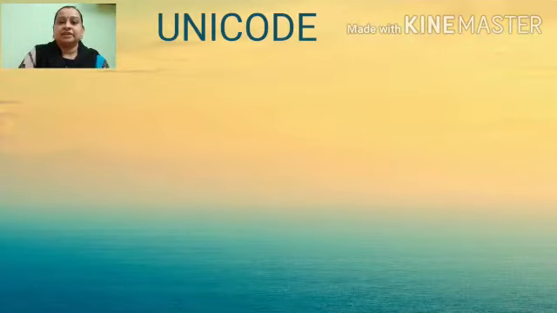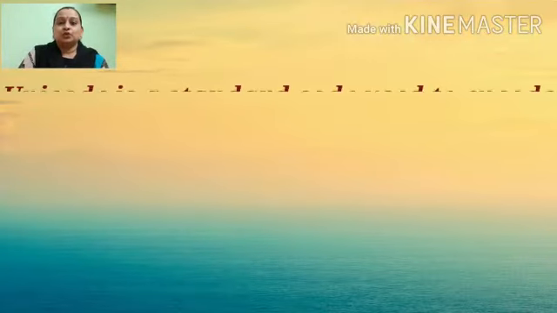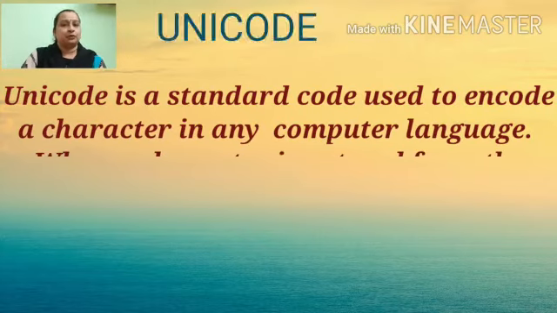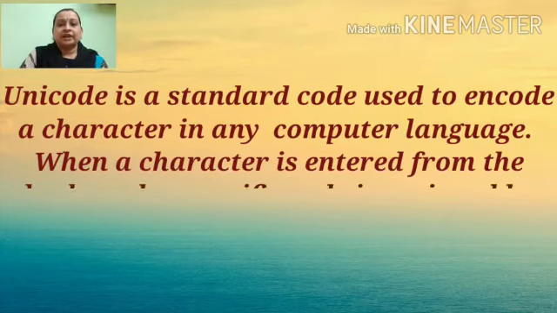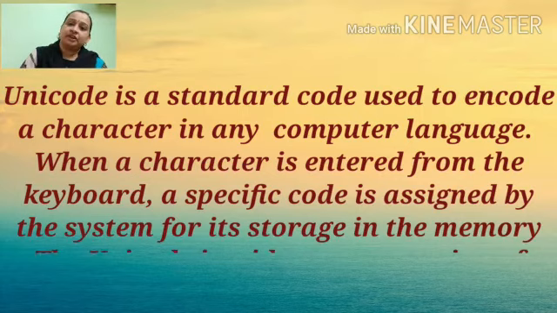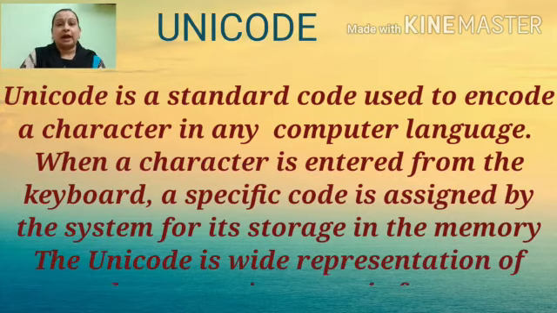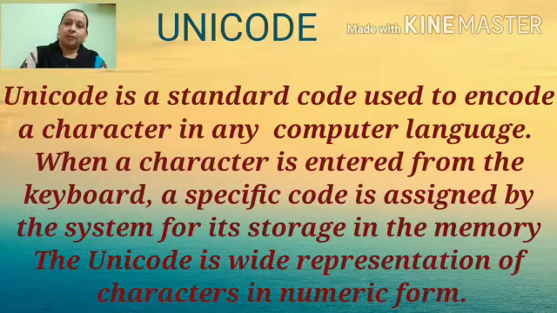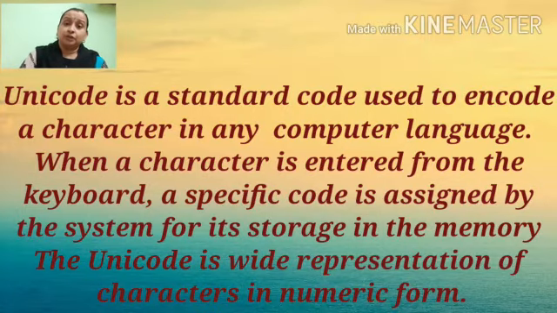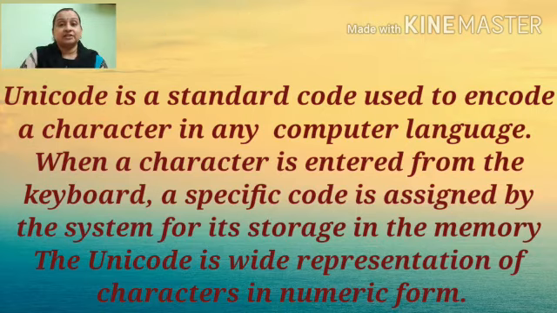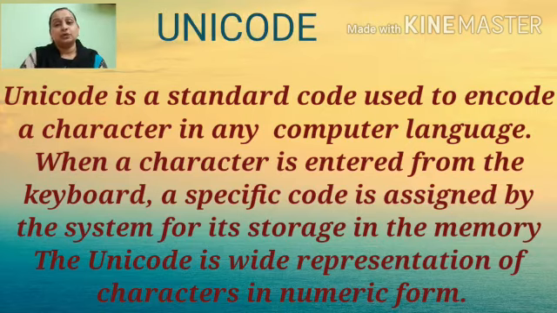Unicode is a standard code used to encode a character in any computer language. When a character is entered from the keyboard, a specific code is assigned by the system for its storage in the memory. The Unicode is a wide representation of the characters in numeric. So all the characters are encoded in a numeric form.